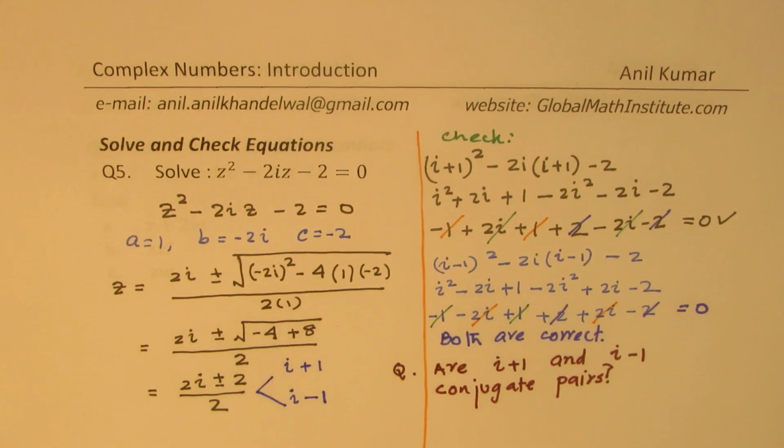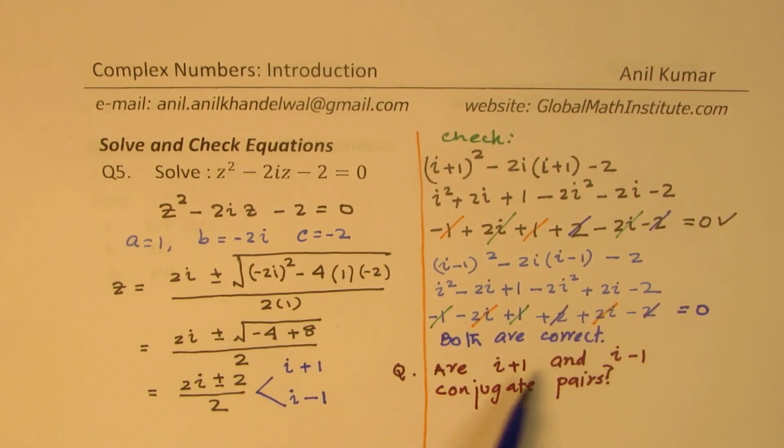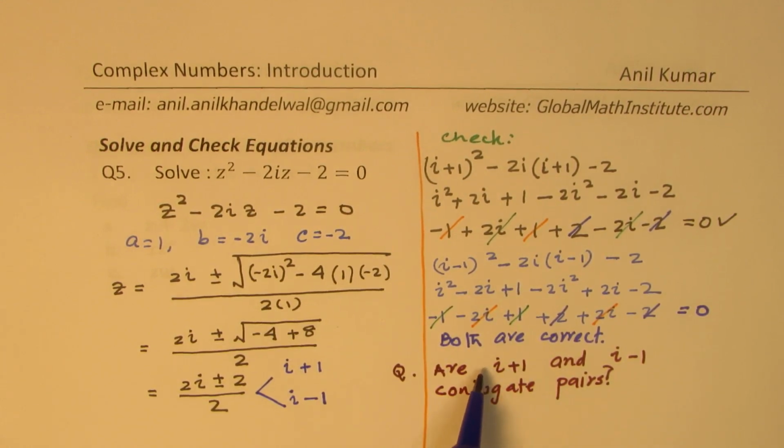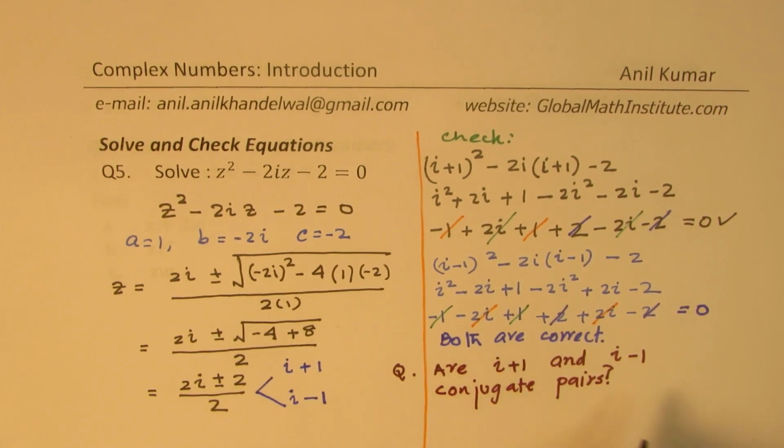Is that clear to you? Now, the important thing here is that they are not conjugates, right? So are they conjugate pairs? For 1 plus i, the conjugate is 1 minus i. Correct? So are these conjugate pairs?